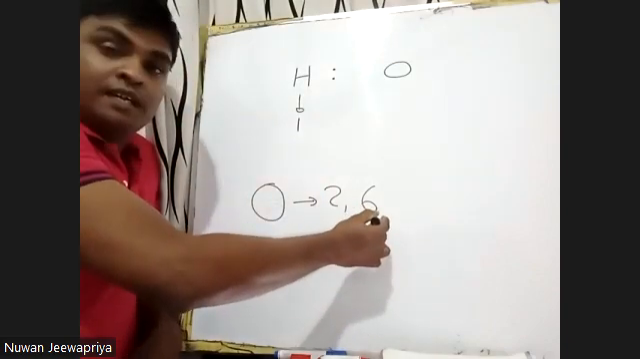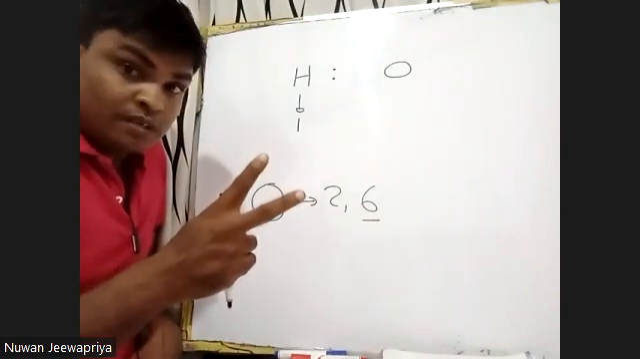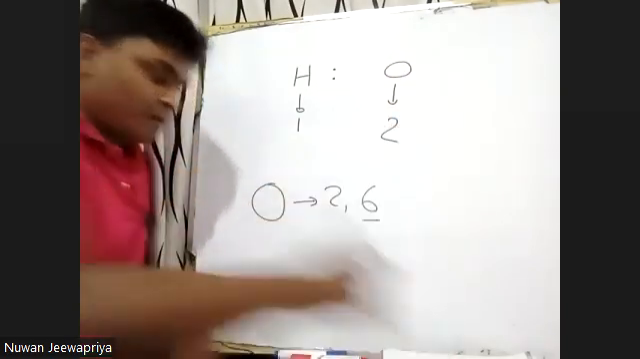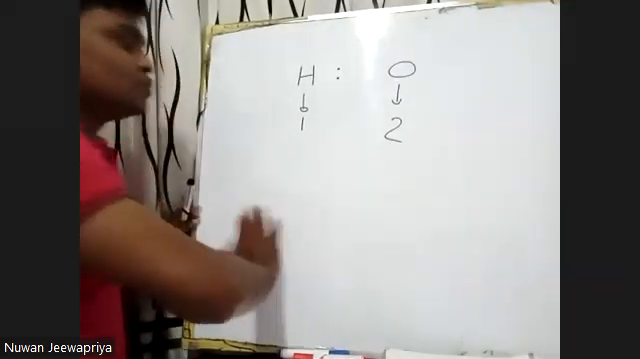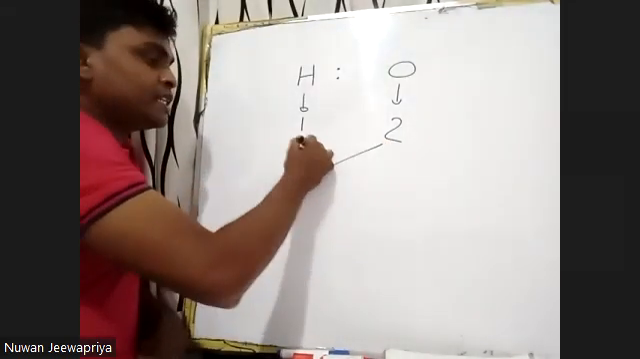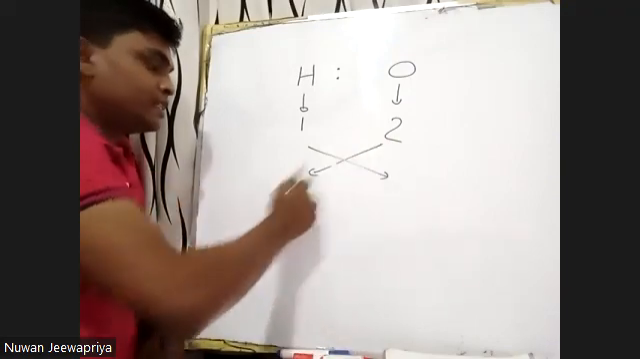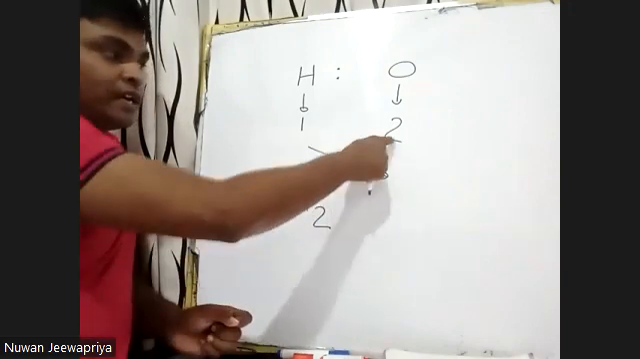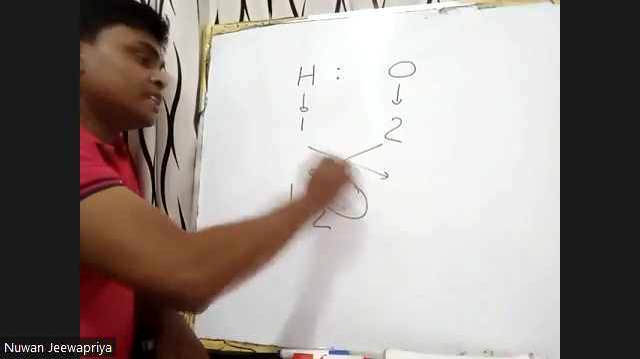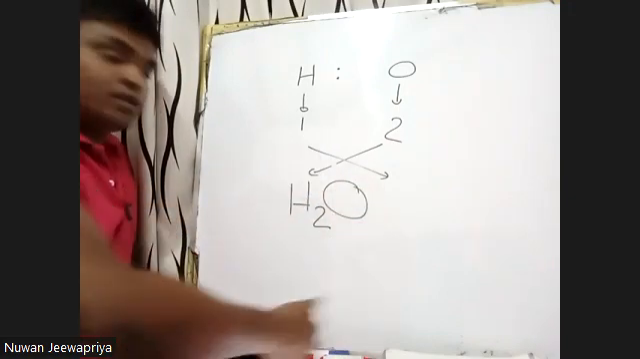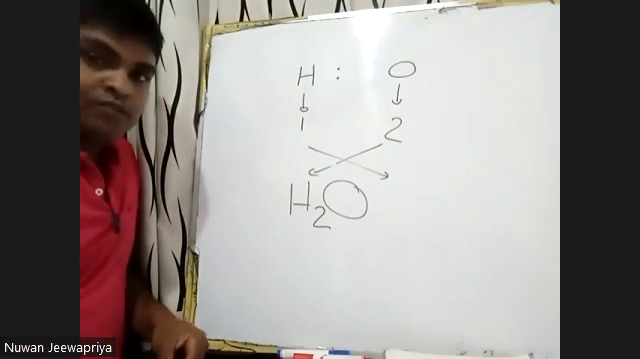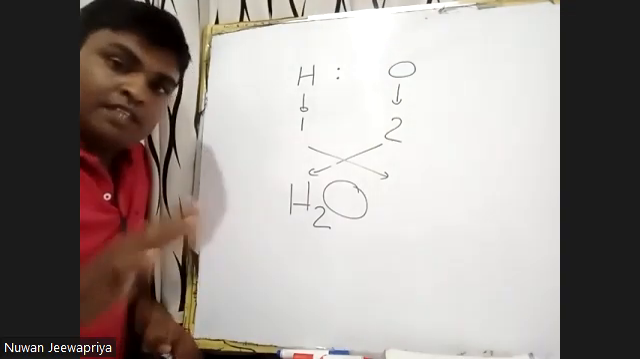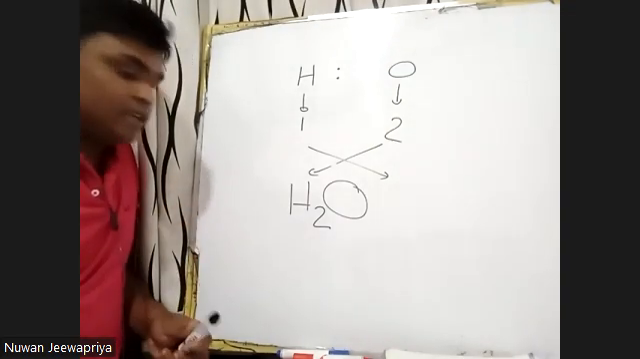So here, if it gains another 2, it has 8 in the outer shell. So the oxygen's valency is what? 2. Now we have the valencies of these two. What do we have to do then? We have to interchange the valency. Hydrogen gets the valency of oxygen, so it is H2. Oxygen gets the valency of hydrogen, that is 1. So water is H2O. No chance to be H2O3. No chance to be H3O. The only answer is H2O. Understand that? I guess you understood it.